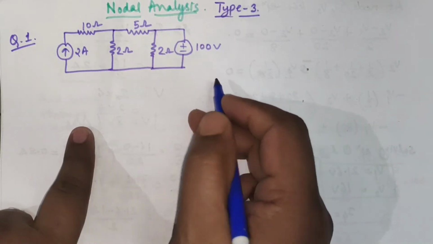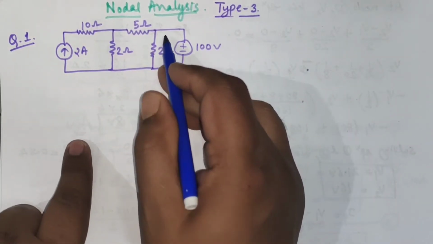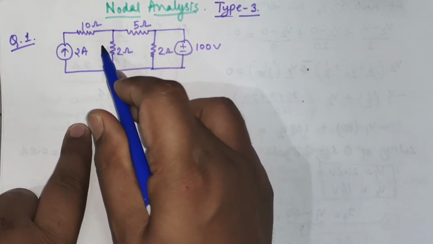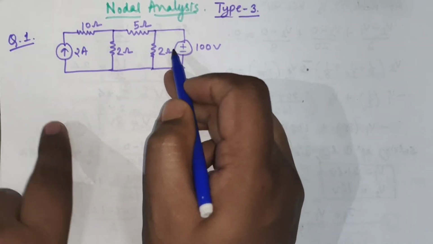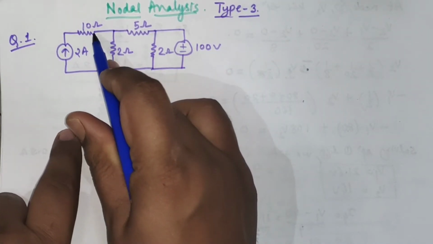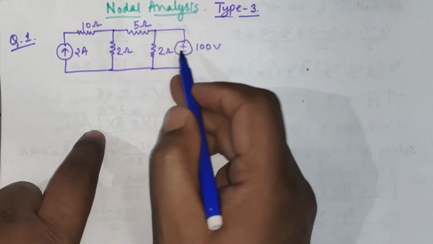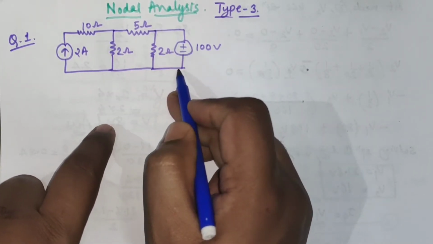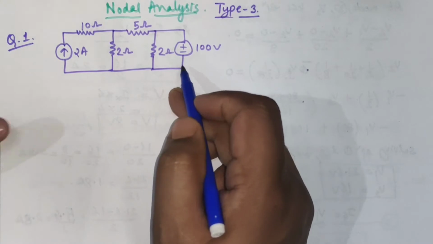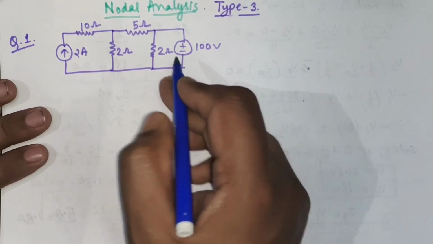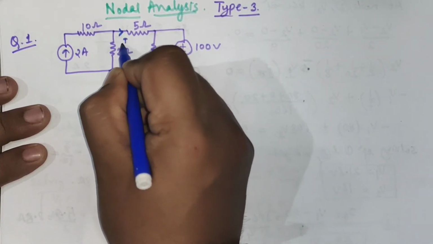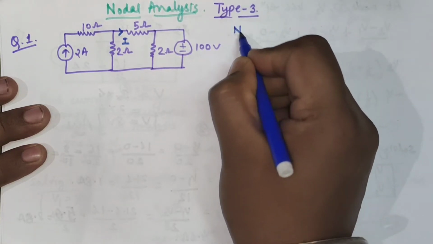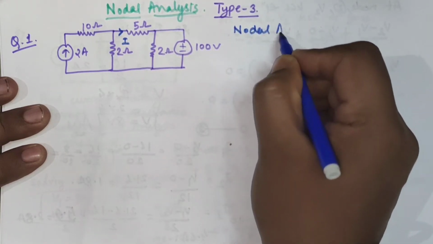Hello, good morning everyone. In today's lecture we will discuss a question which is shown in the figure. It has a 2 ampere source, 10 ohm, 2 ohm, 5 ohm, 2 ohm and this 100 volt source. We need to find the current through this 5 ohm resistance using nodal analysis.